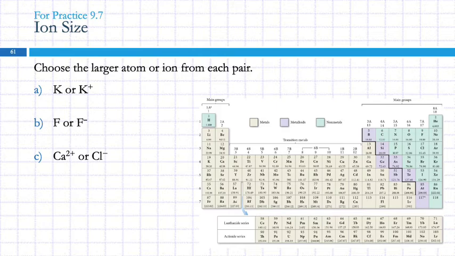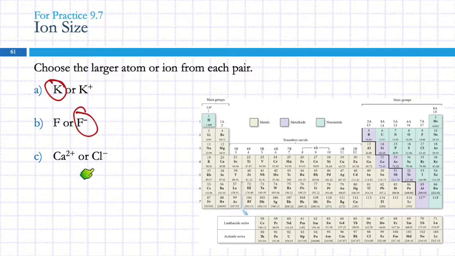So choose the larger atom or ion from each pair. Do we even need a periodic table to do this one? Potassium or potassium plus 1? Which one's bigger? Potassium, because K plus has lost an electron. Here, we don't need the periodic table either. Fluorine or fluoride? Fluoride, because this one has an extra electron. You add stuff on the outside, it gets bigger.